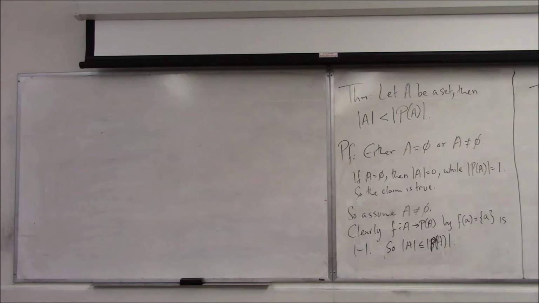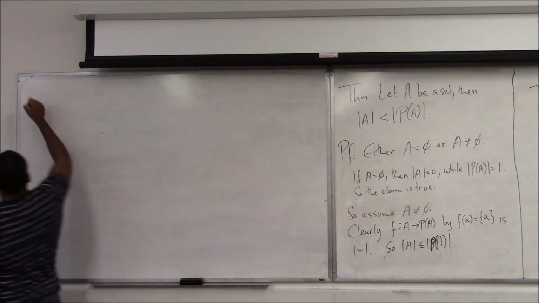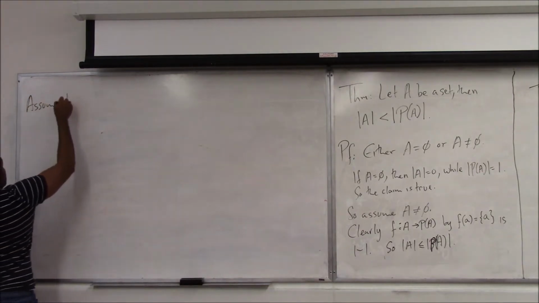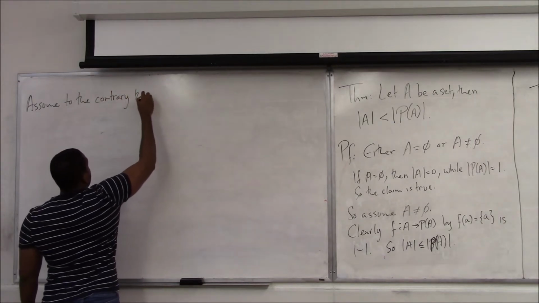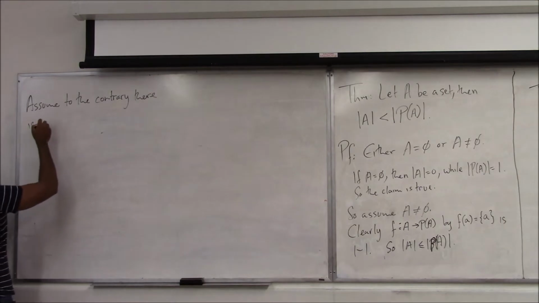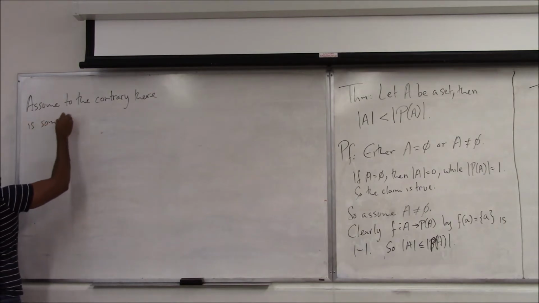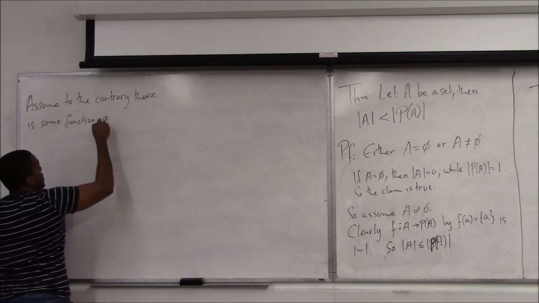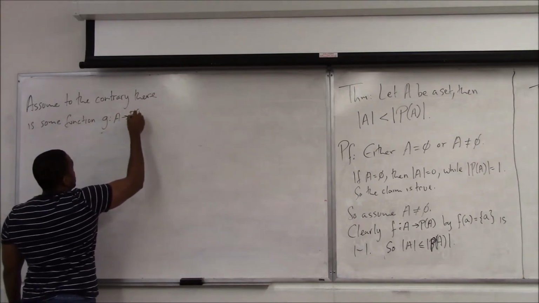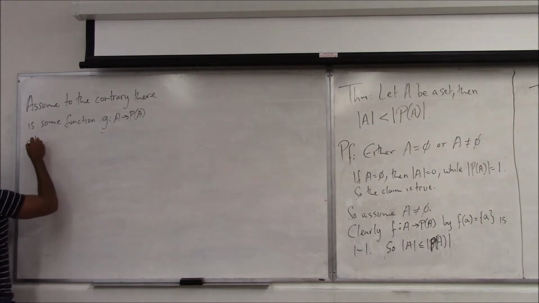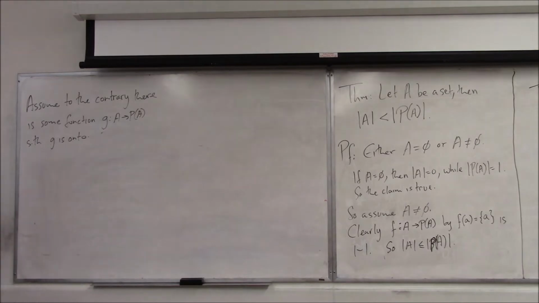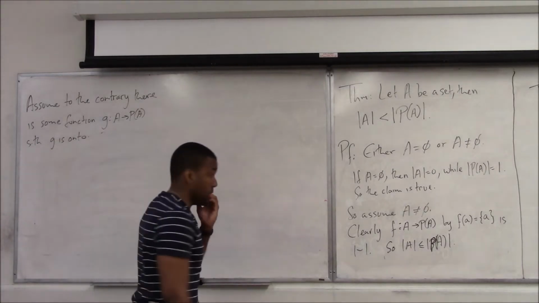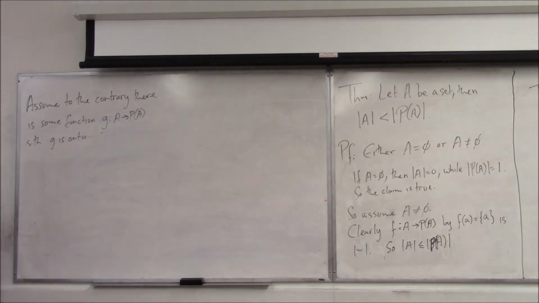Now to prove that it is strictly less than, I need to show that there is no onto function. We're going to do this by contradiction. Assume to the contrary there is some function g from A to its power set such that g is onto. We're going to show that this gives you a contradiction.